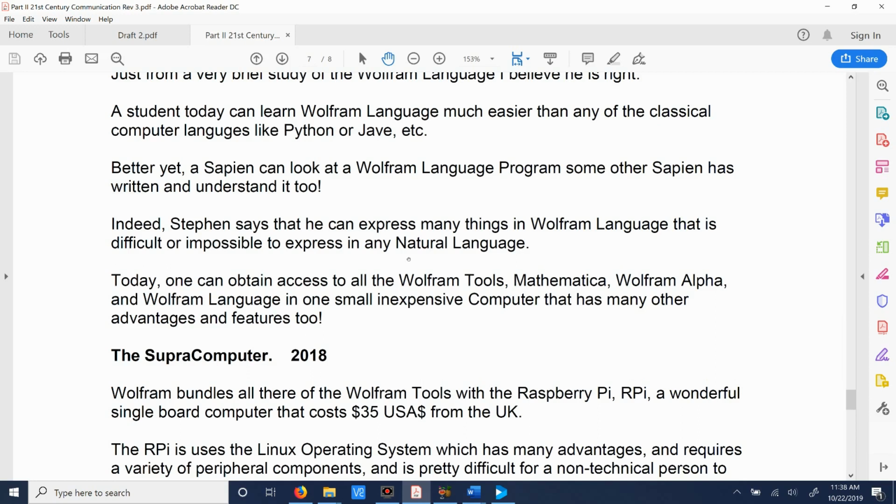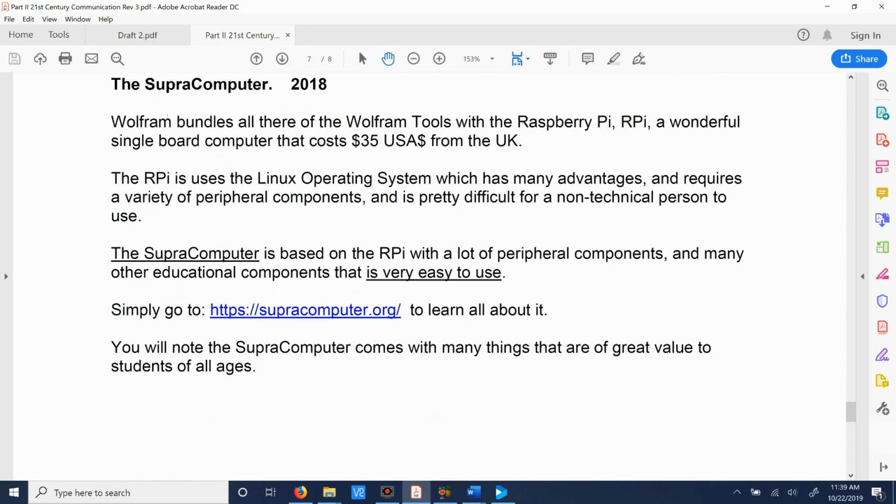Now, where do you get Wolfram language? Well, you can go online to Wolfram Research and get it, but there's another way you can get it. All of the Wolfram tools that have been developed, Mathematica, Wolfram Alpha, and Wolfram language, are now available in one very small, portable, inexpensive computer. And this computer has many, many other advantages and features. It's called the supercomputer, and this came to the world in 2018.